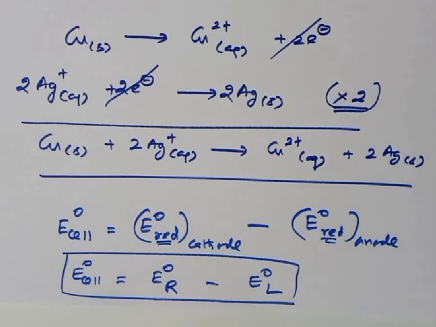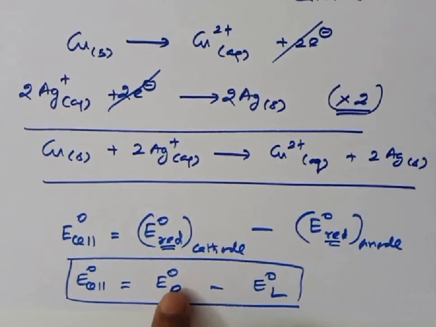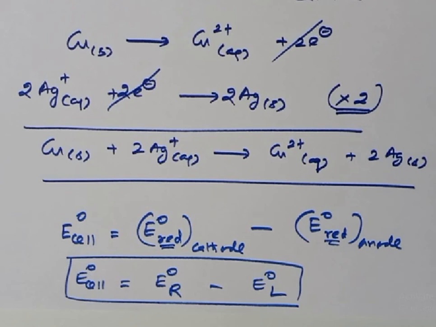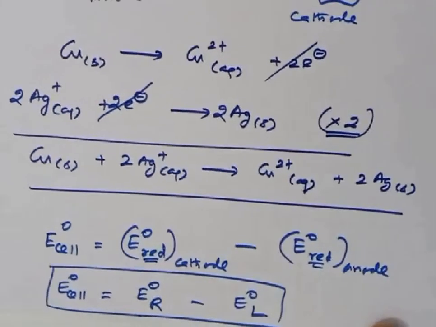Take down. I'll show you how to calculate the standard cell potential for a cell using the electrode potentials. This is actually quite simple. I'll give one or two examples so that you can easily understand. Remember this formula: always the standard cell potential is E naught right minus E naught left. That's all.